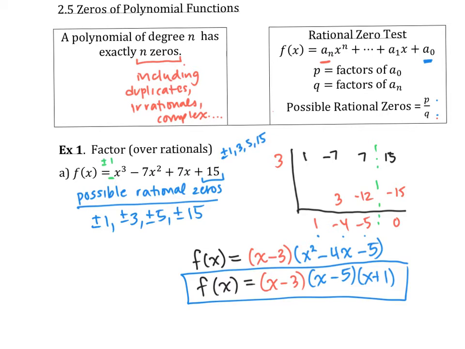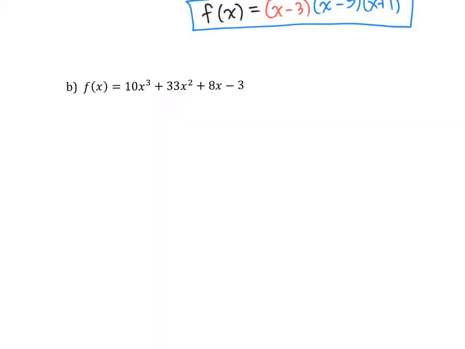And based on the factors I see here, if I had tried 5 as my first guess, it would have worked. If I had tried negative 1, that would have also worked.